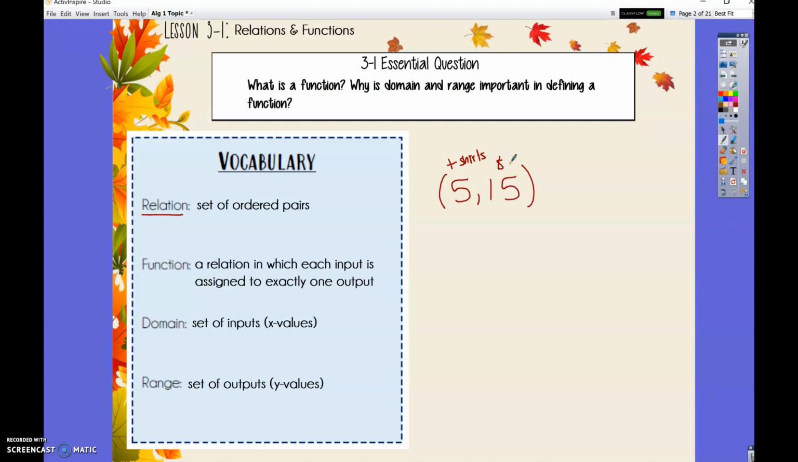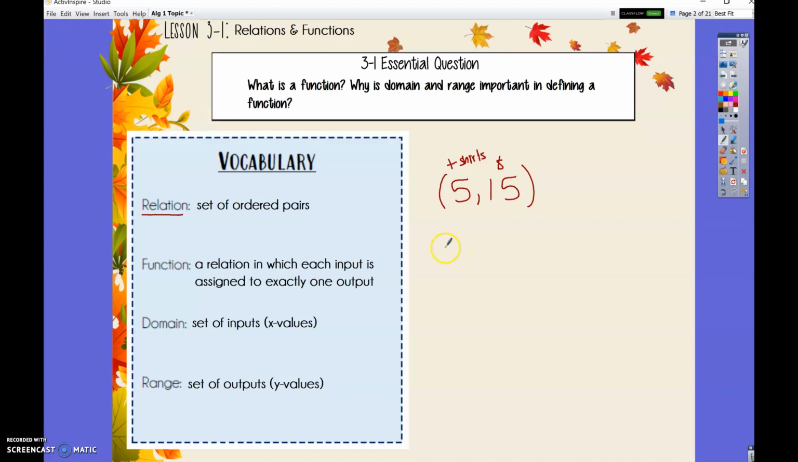Now we could give many relations. Maybe you're going to buy 7 t-shirts or 20 t-shirts. Then we could give you a cost to complete the relation, or in our terms, the coordinate. A function is one in which each input is assigned to exactly one output.